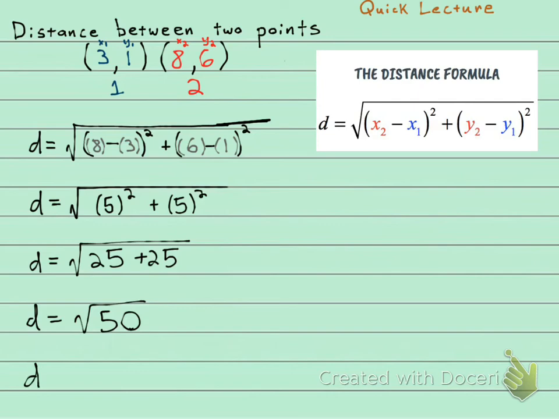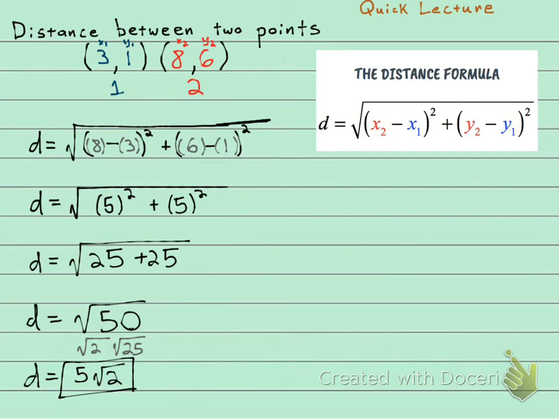Right, so this is some previous knowledge that you should know. Think of this as the square root of 2 times the square root of 25. And I know the square root of 25 is 5. So this is going to be 5 on the outside, square root of 2. All right, that's the distance.